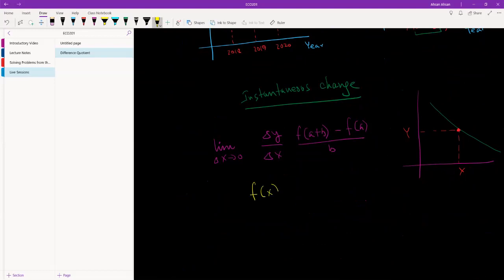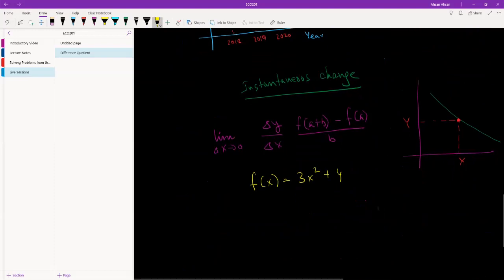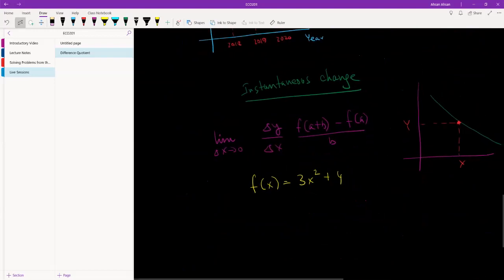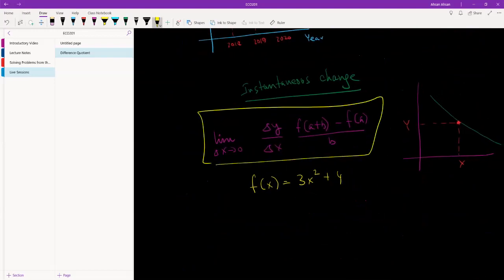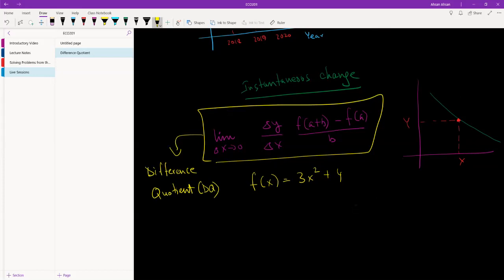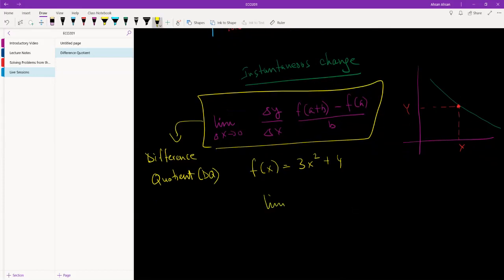So we had f(x) equals 3x squared plus 4. Okay, and we want to calculate the instantaneous change. So let's do that. Okay, forgot to mention this formula right here. This is what's known as the difference quotient, or DQ for short. And this is what gives us the instantaneous change. So let's apply instantaneous change for this formula, f(x) equals 3x squared plus 4. Okay.